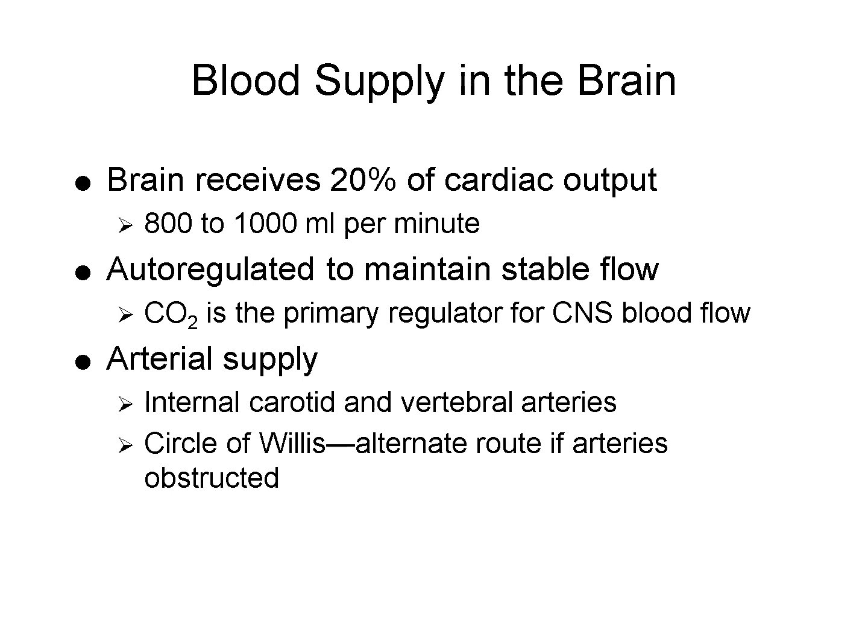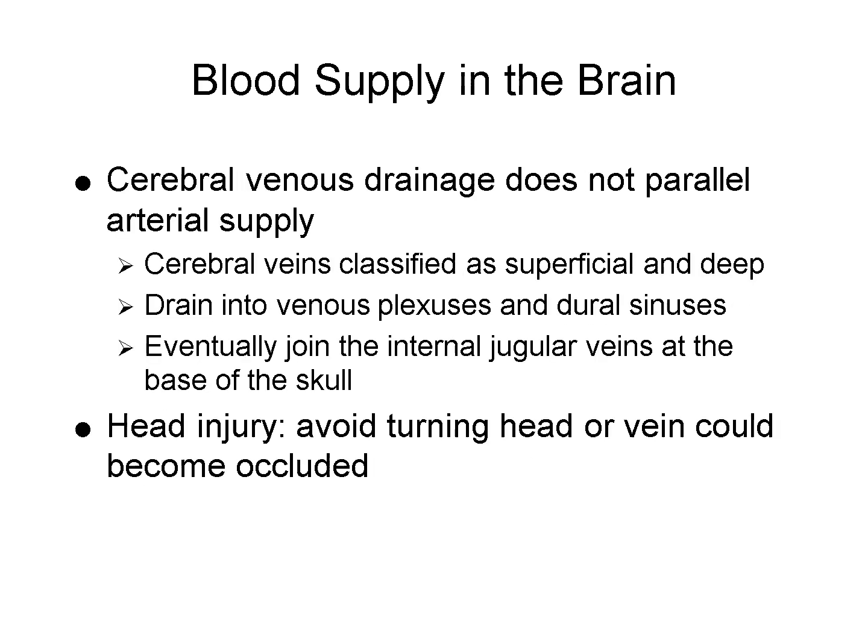Carbon dioxide levels are the primary regulator of cerebral blood flow. The internal carotid and vertebral arteries form the circle of Willis, which provides collateral circulation in case of blockage. Unlike the arteries, cerebral veins do not follow a parallel path and are divided into superficial and deep systems.